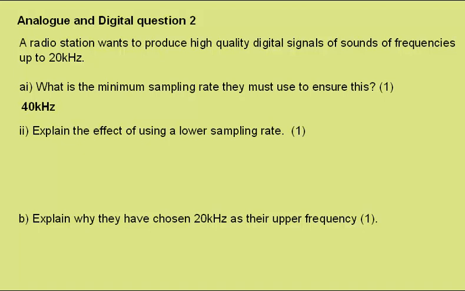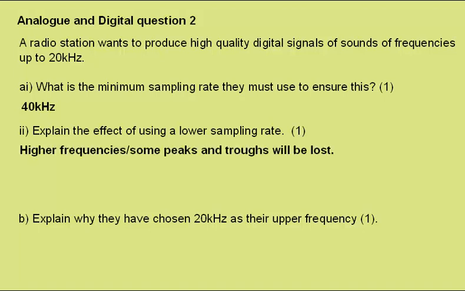Part 2. Explain the effect of using a lower sampling rate. Well, there's only one mark for this, so we're not after a huge amount of detail. A lower sampling rate means that some higher frequencies or some peaks and troughs will be lost. In diagram form, a signal like this, where there's a little bit of higher frequency information here and here, may end up becoming something like this, so those extra details have been eliminated.